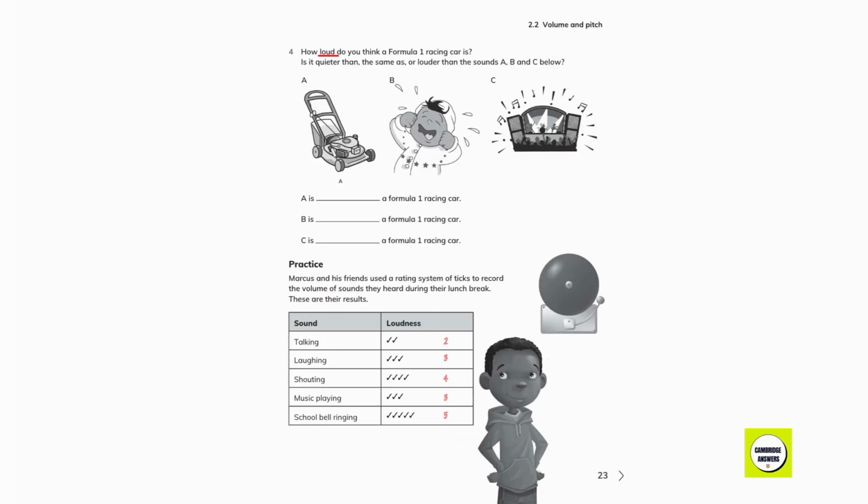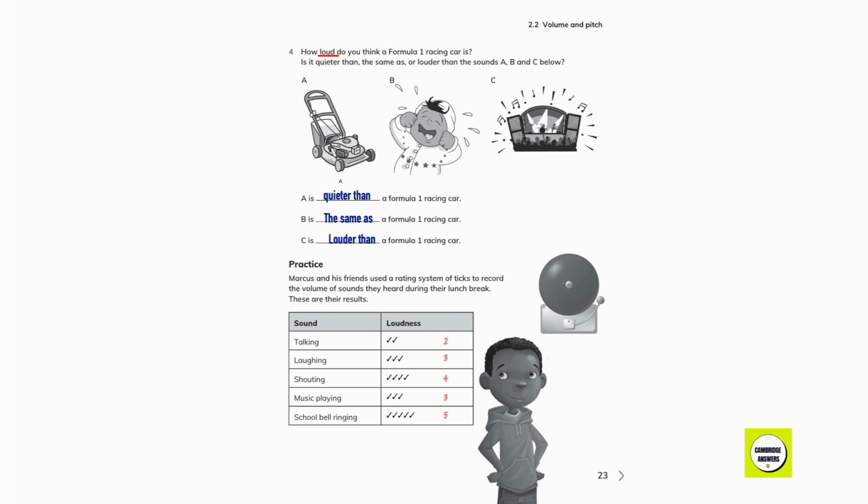How loud do you think a Formula One racing car is? Is it quieter than, the same as, or louder than the sounds A, B, and C below? A is quieter than a Formula One racing car. B is the same as a Formula One racing car. C is louder than a Formula One racing car.